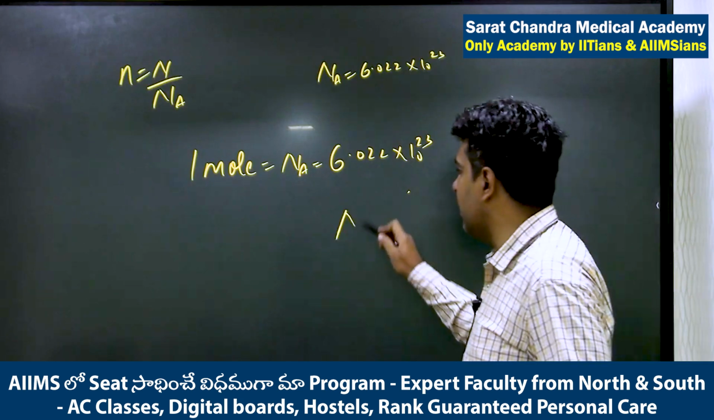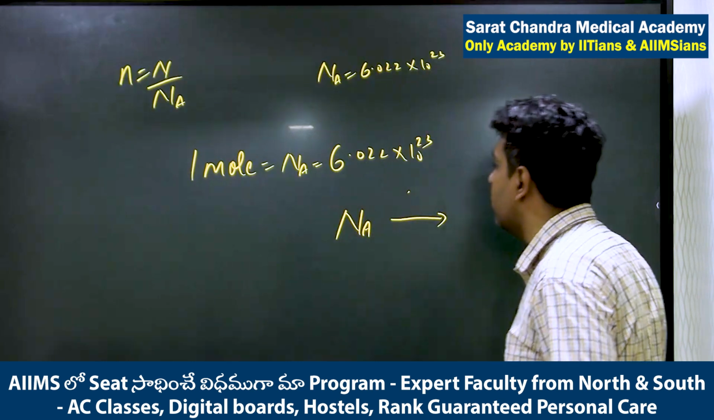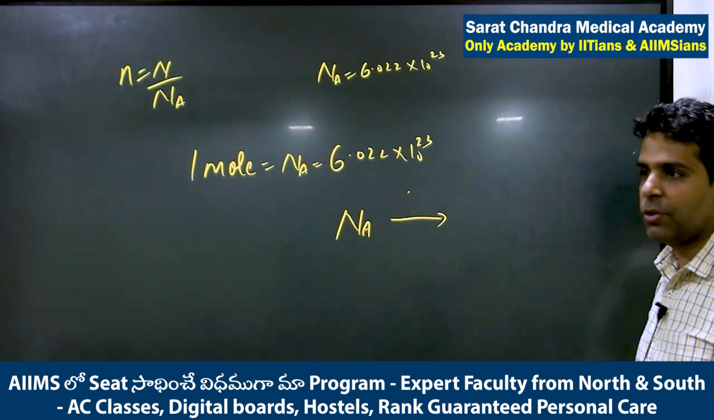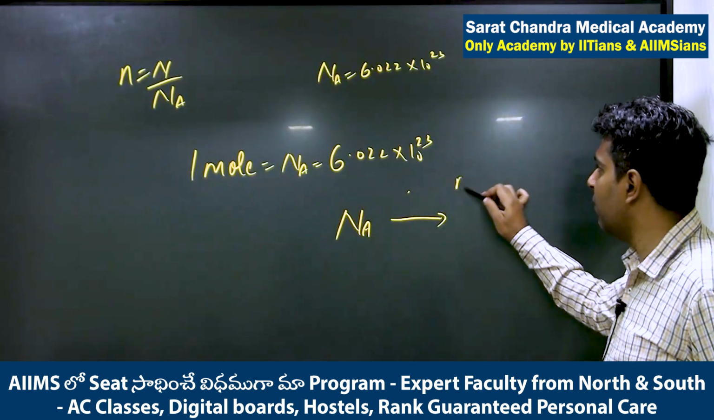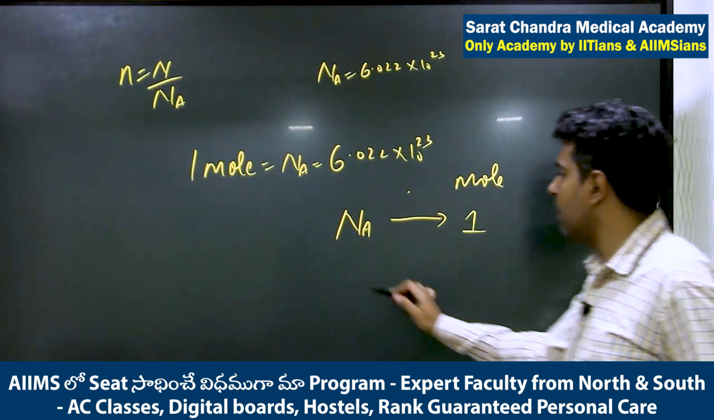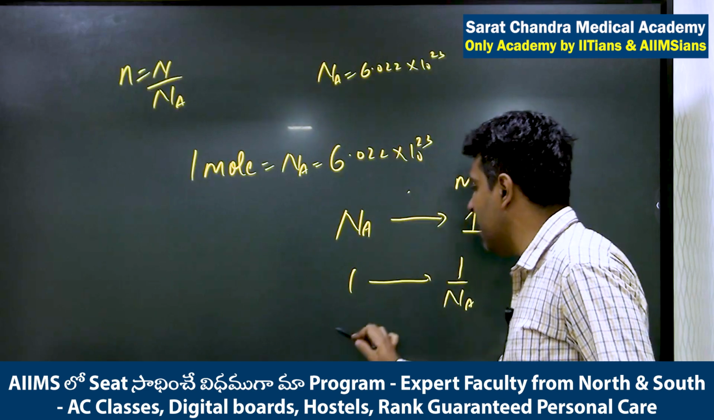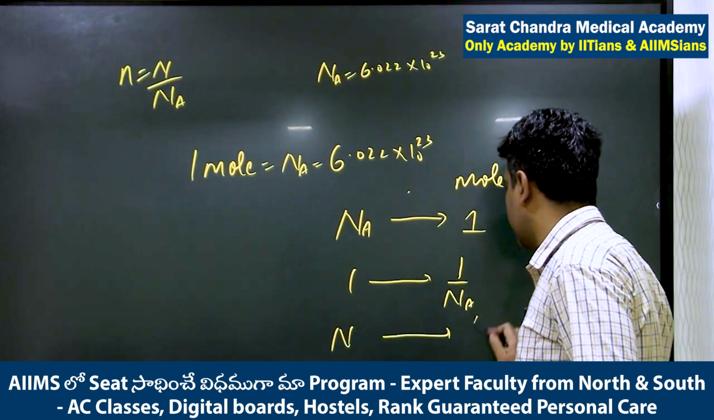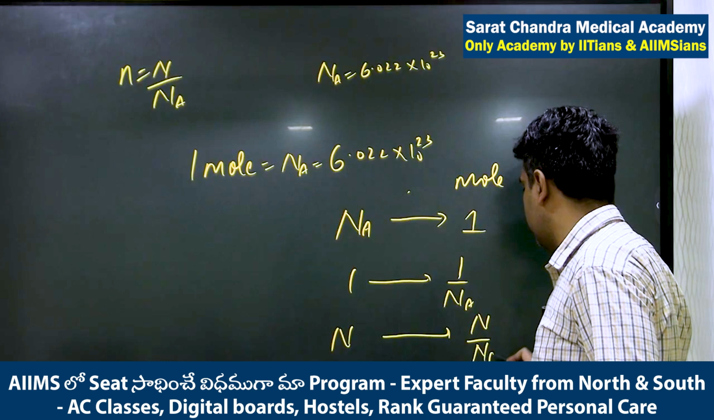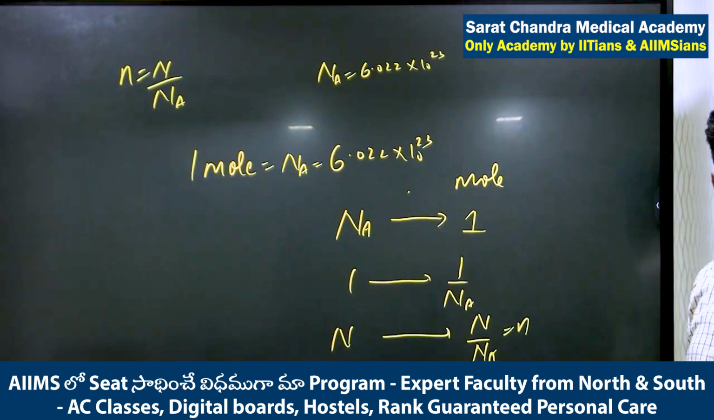So Na particles, it can be atoms, molecules, ions, electrons, protons, neutrons, for which you are calculating moles. So Na particles of that will represent 1 mole, right? So 1 particle of that will represent 1 by Na mole. N particles will represent N by Na moles. So this is the first formula to calculate number of moles based on the definition of mole only.